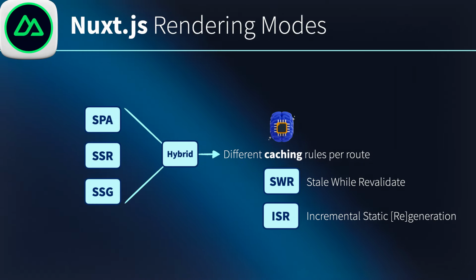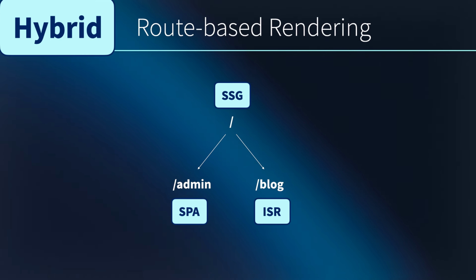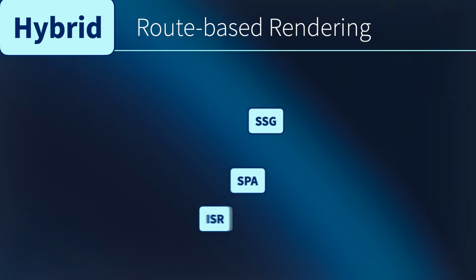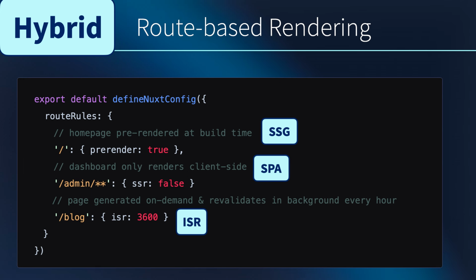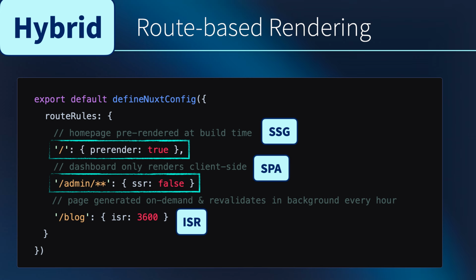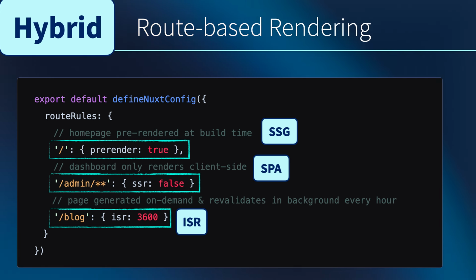Now that we have an idea of how these rendering strategies work, let's look at how we might set up a route rule-based rendering setup for a Nuxt app. Let's say we want our homepage to be statically generated and our admin dashboard to function as an SPA, while our blog utilizes ISR. Within our Nuxt config file, we can set up route rules to achieve this, where prerender true sets up our homepage to be pre-rendered at build time, ssr false tells our dashboard to render only client-side, and isr 3600 informs the page to be generated on demand and regenerated every hour. Of course, that 3600 can be changed based on the duration that you want to set.